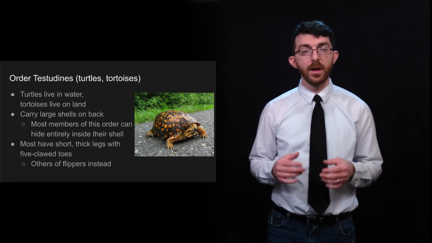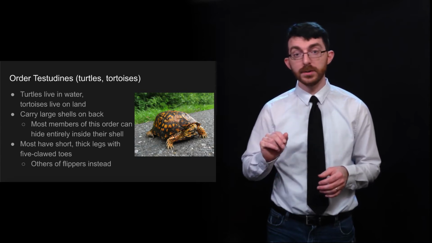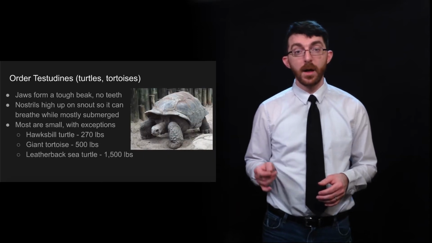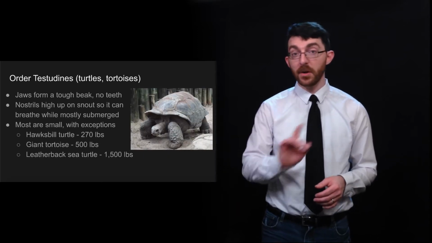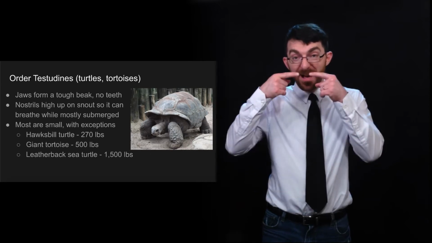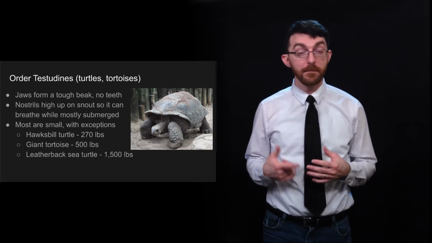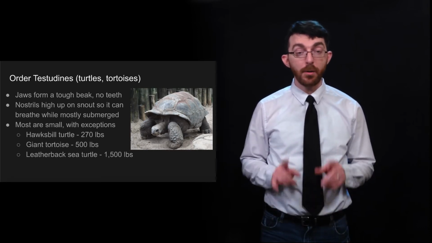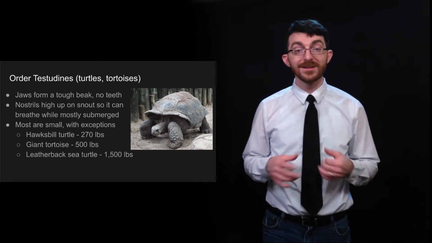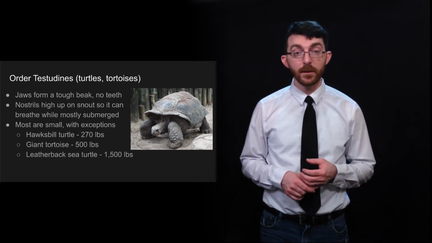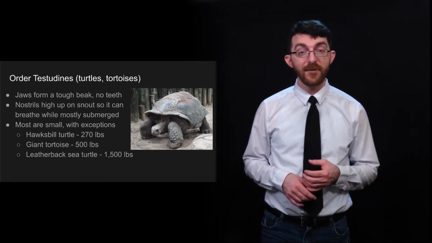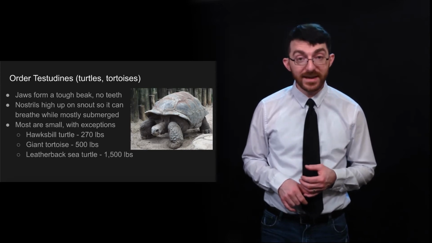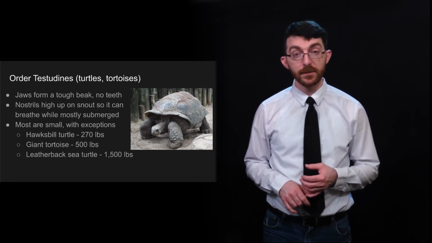Most of them have short, thick legs with 5 clawed toes, although, of course, others have flippers instead, like sea turtles. Their jaws form a tough beak, but they don't have any teeth. Their nostrils are up high on the snout, so they can breathe while mostly submerged. And most of the turtles and tortoises are fairly small, although there are some exceptions. For example, the hawksbill turtle weighs 270 pounds. The giant tortoise can weigh 500 pounds. And the leatherback sea turtle can weigh an amazing 1,500 pounds.